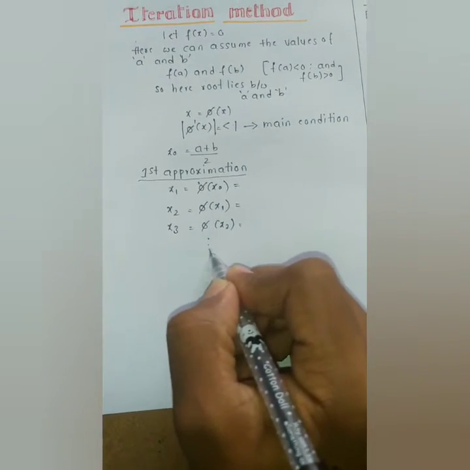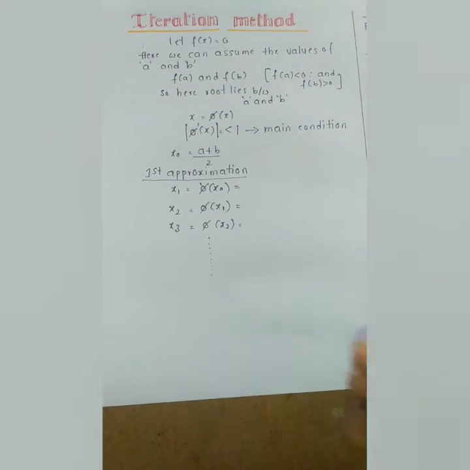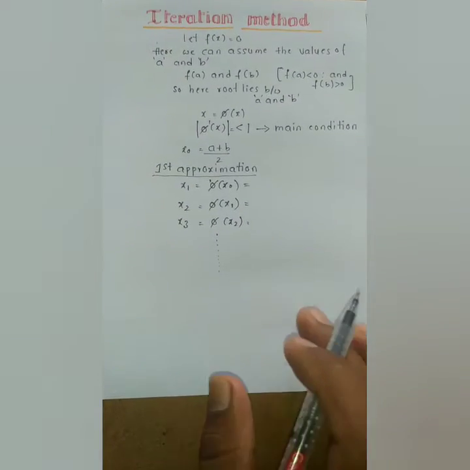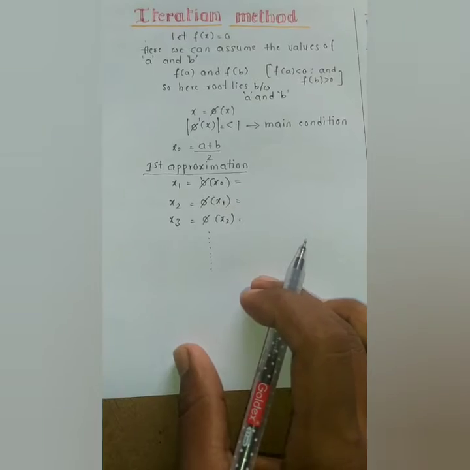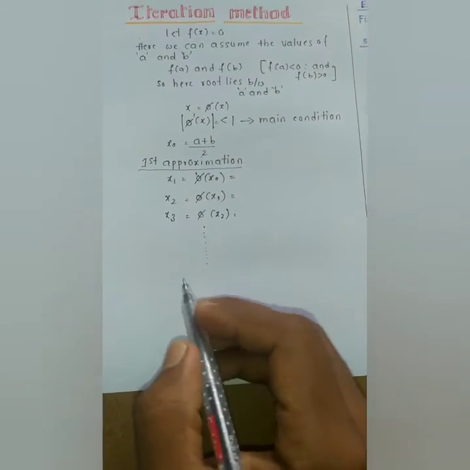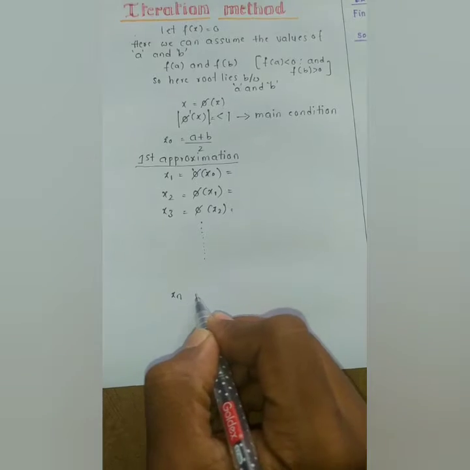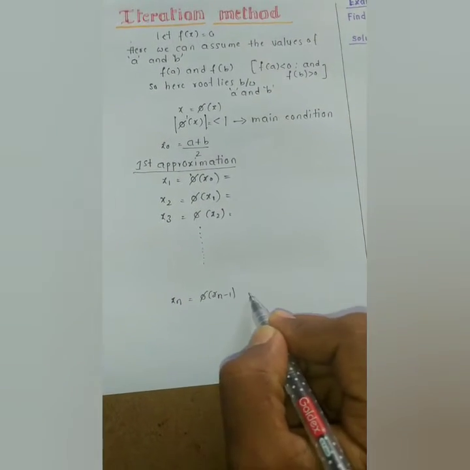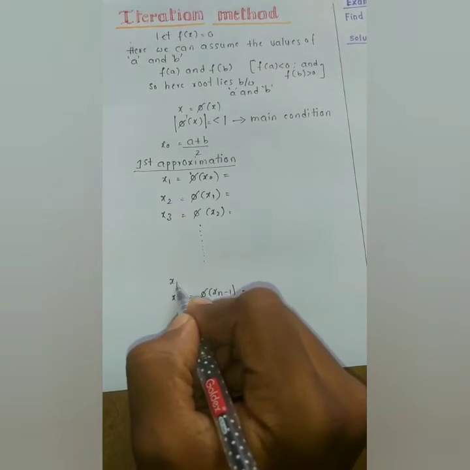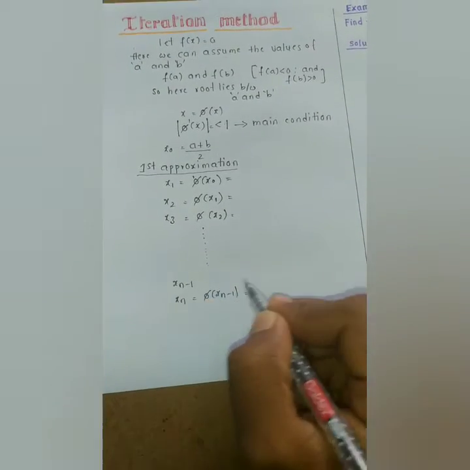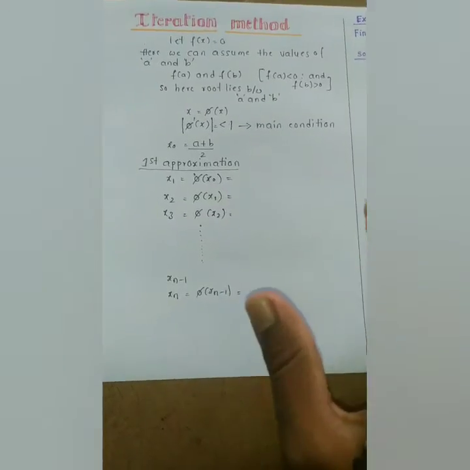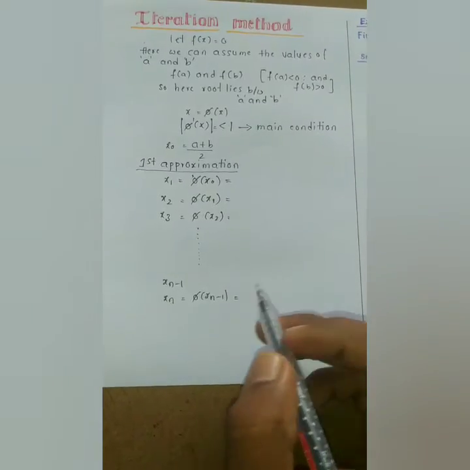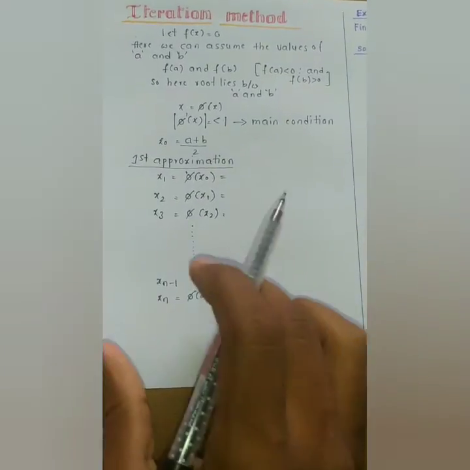We continue this procedure until the last two approximations are equal. That means the last approximation value is xn, that is phi of x(n-1). These two values, xn and phi of x(n-1), are equal at one value, and we consider this the root of our equation.